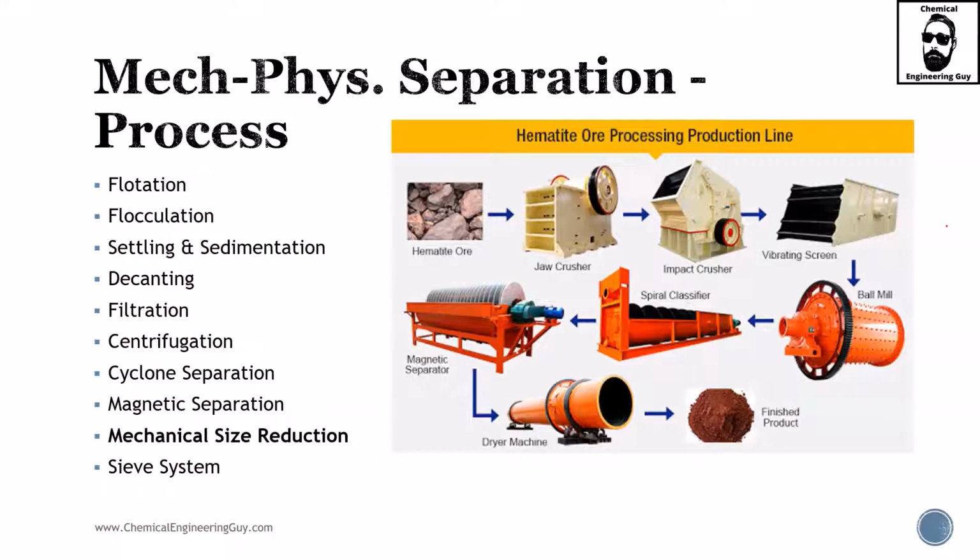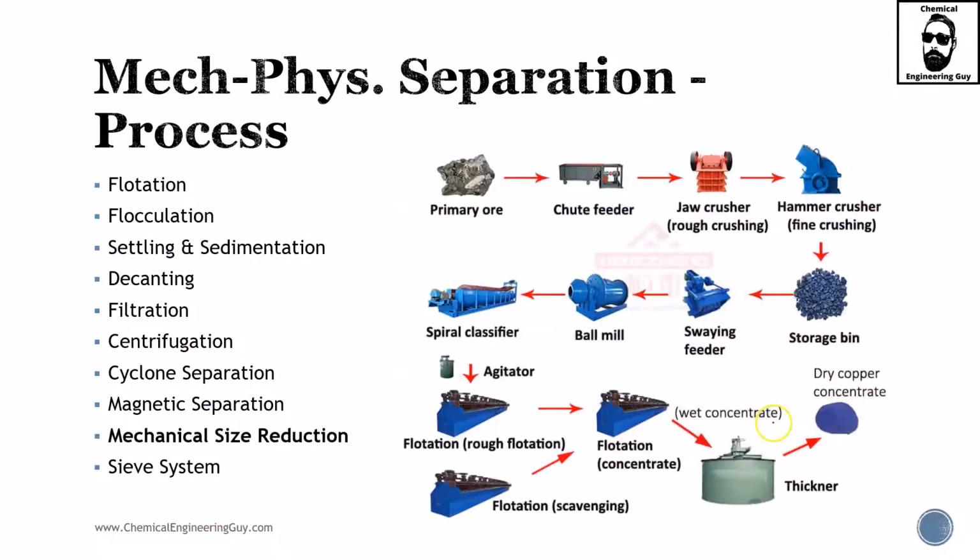We're also going to show mechanical size reduction, and it's very important, especially when you want to obtain an important material. For instance, here we have hematite ore. As you can see, it's technically stone. So what you need to do is start crushing it, then you keep crushing it, vibrating, until you bring it to the mill, spiral classifier, magnetic separation for the magnetic material. You dry it, and what you end up with is a final powder, which is very valuable in the market.